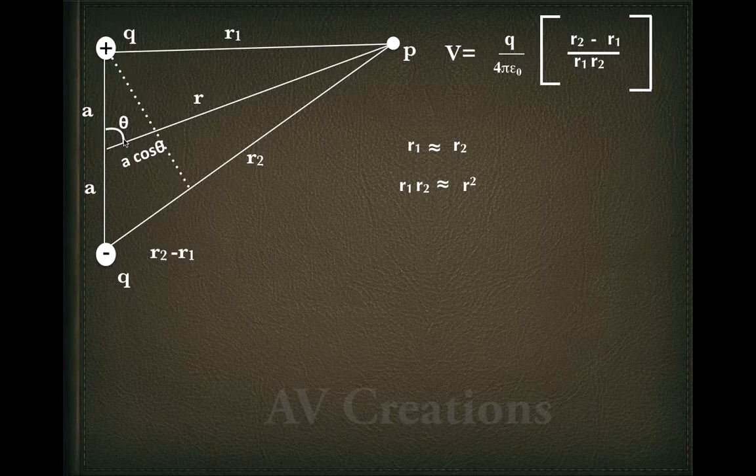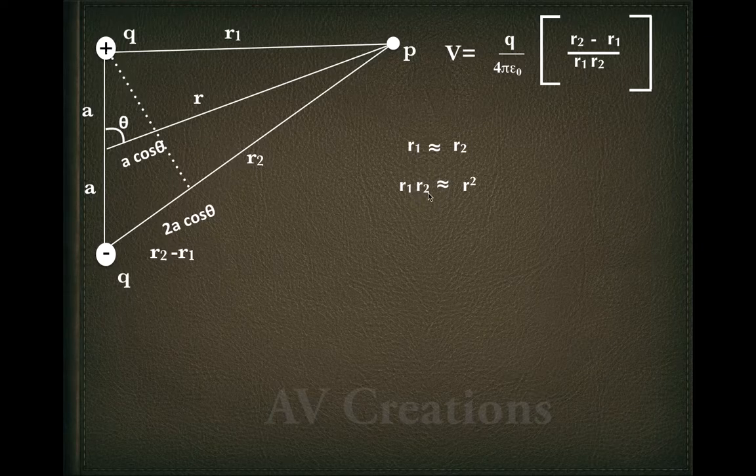And this angle is theta. Cos theta is adjacent side by hypotenuse, so this adjacent side will be equal to hypotenuse times cos theta, so it will be a cos theta. If this is a cos theta, this length is approximately half of the full length, so the full length will be 2a cos theta. So we can write R2 minus R1 is 2a cos theta.